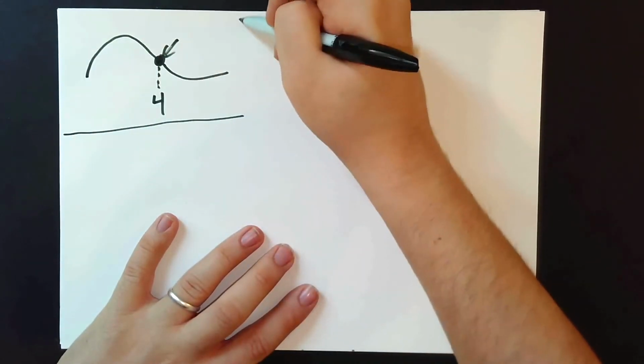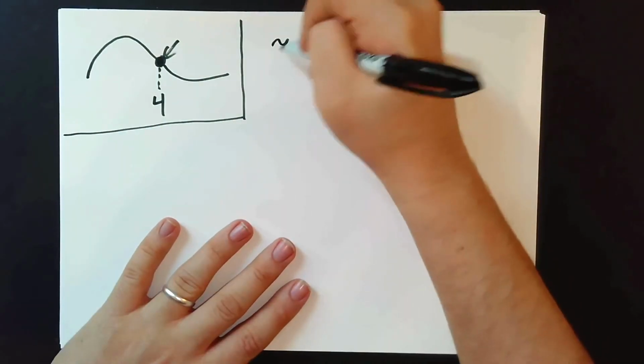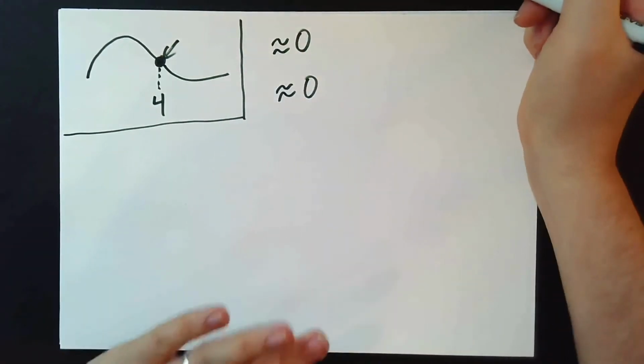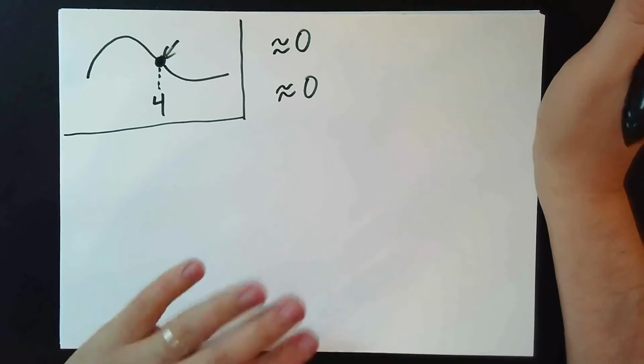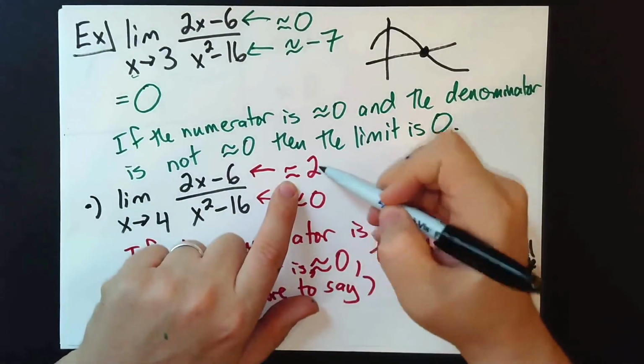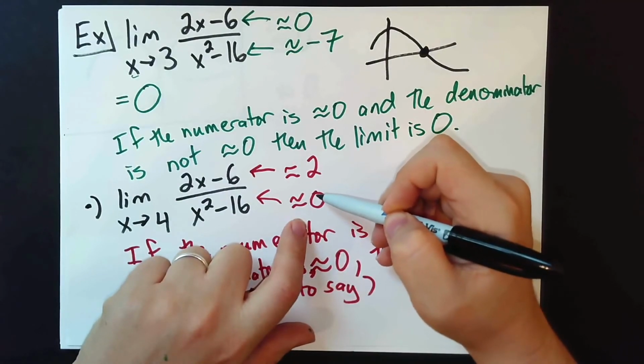Next up, I wanted to address why it is that if I divide something that's about 0 by something that's about 0, it doesn't blow up in the same way that we said if you divided something that was about 2 by something that was about 0, it was going to blow up.